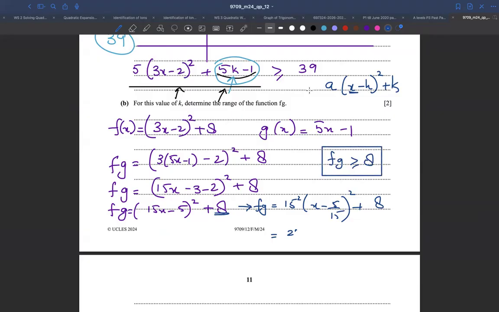Yeah, this should be the final answer, okay? Because even if I keep it in this form, this will be my lowest point, 8, right? And that will be it. I just had to stop over here.